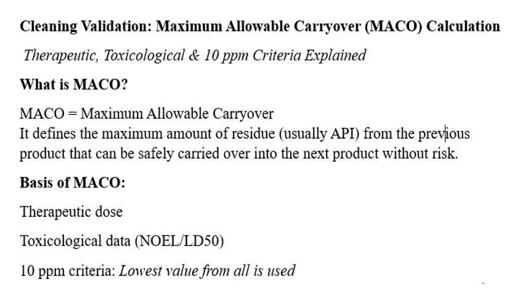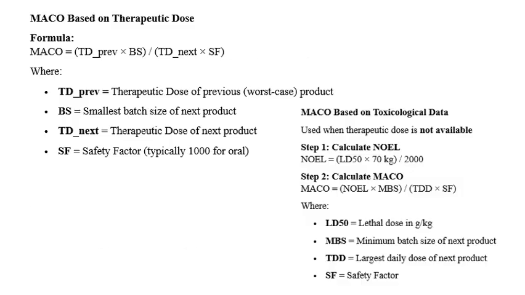Basis for the MACO: therapeutic dose, toxicological data, NOEL and LD50, and 10 ppm criteria. Many of the professionals consider the 10 ppm criteria, and out of these three bases, the lowest value should be considered. Also, many of the professionals do the MACO based on the worst case scenario as per the product manufacturing facility. So first is MACO based on the therapeutic dose. In this calculation, the therapeutic dose of the previous product is considered, that is worst case.